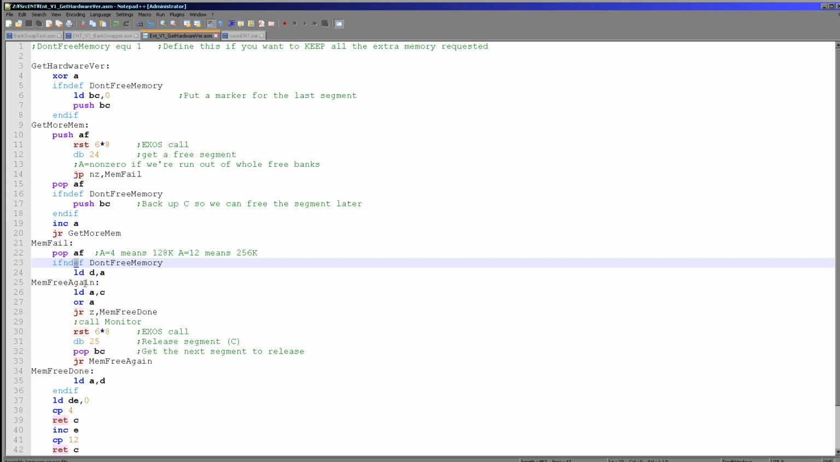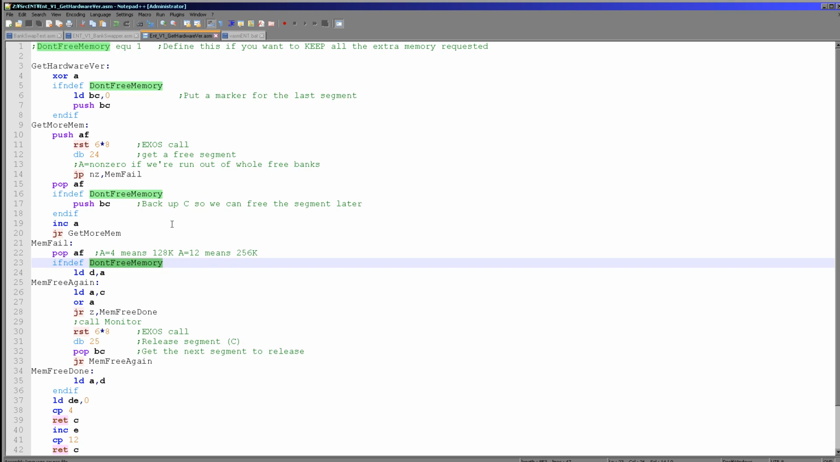So when we get to this point, we now know how many banks are free, and we're going to release the ones that we allocated that we didn't really want, because we were only allocating them to see how many there were. Of course, if we wanted to actually use them, we could enable this don't free memory function here just by unremming this line, and that would leave them allocated so we could use them.